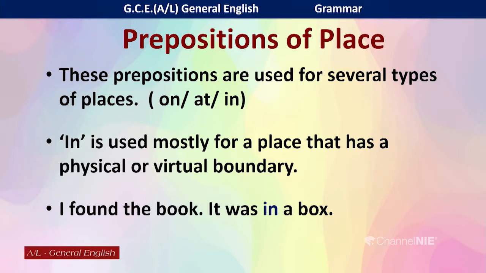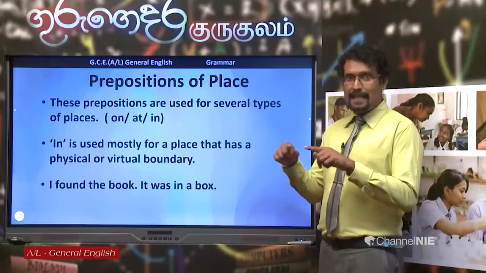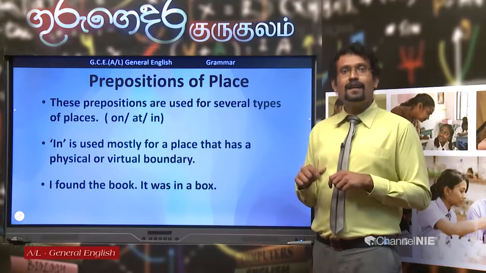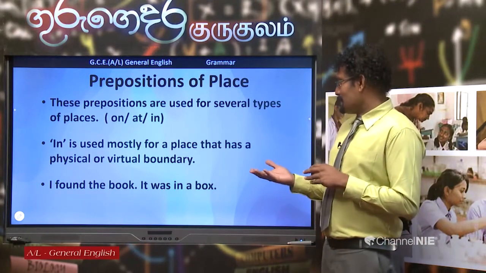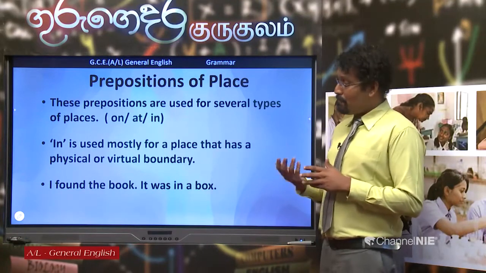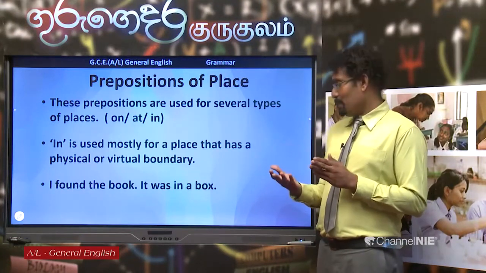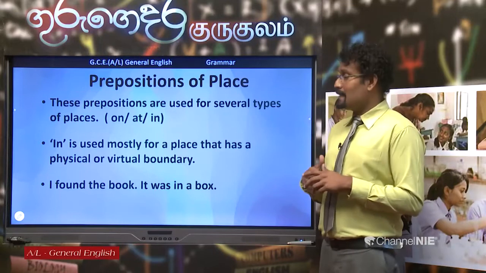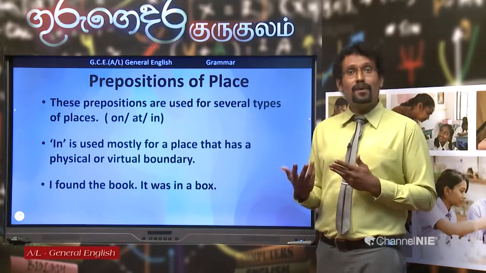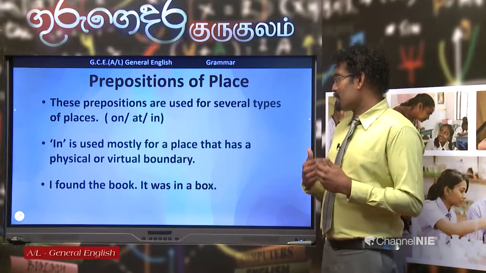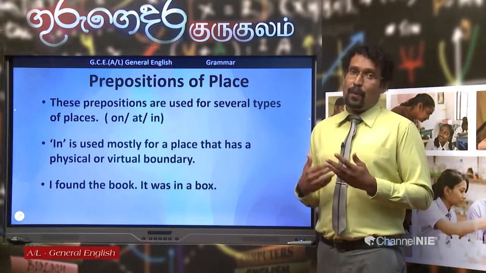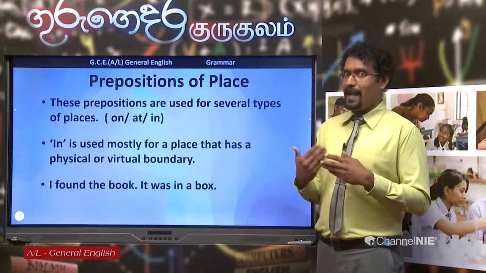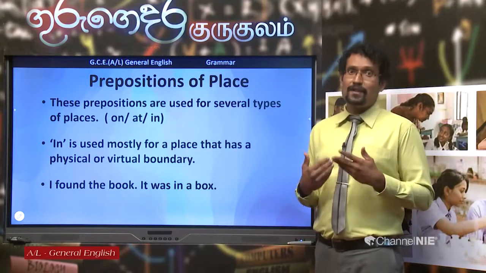I found the book. It was in a box. The book was in the box. I found the book that I was looking for. It was in a box. The box is the physical boundary. So, in is used mostly for a place that has a physical or virtual boundary. I hope now you can understand when we can use prepositions of place.